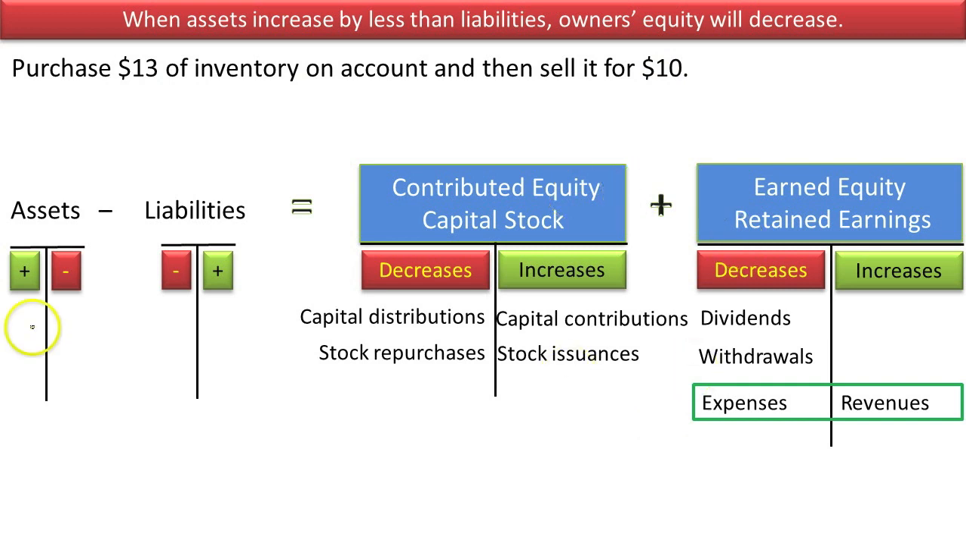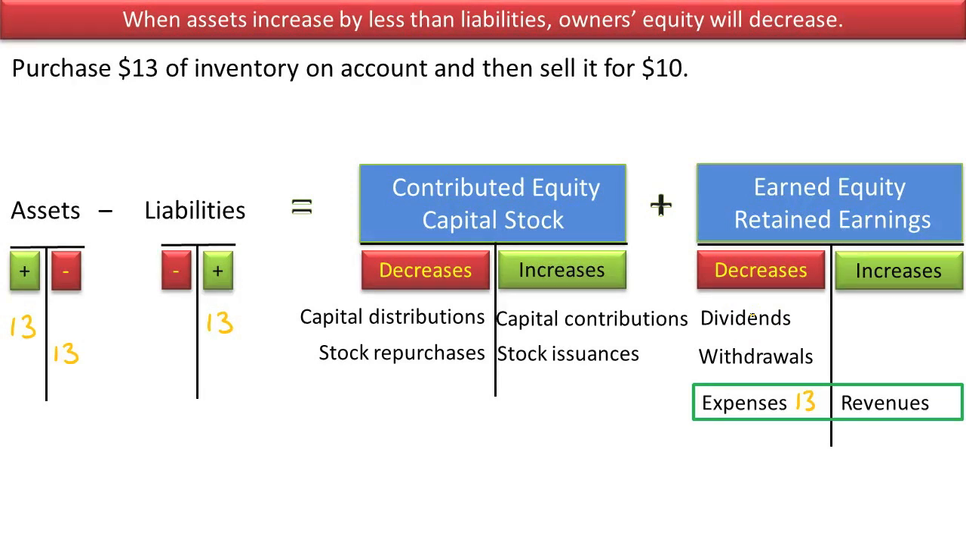Purchase $13 of inventory on account. So if you bought inventory, your assets would go up, and it's on account, meaning you haven't paid for it yet, so your liabilities would increase. In this case, equity has not changed yet. It's when you go and sell this for less than the cost, that's when the owners lose. We're going to sell it for $10. If you sell it for $10, first you have to get rid of the inventory. So your asset will go down. When you give inventory away to customers, that's an expense that we call cost of goods sold. That reduces our income, which reduces retained earnings.